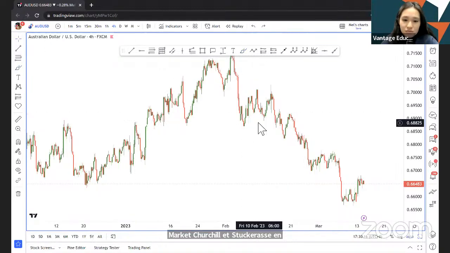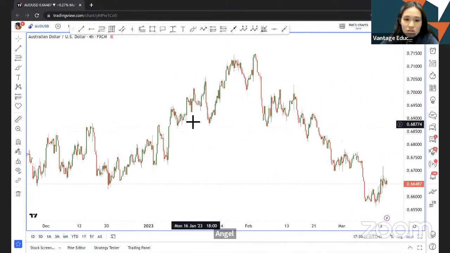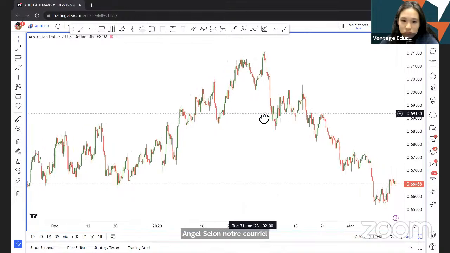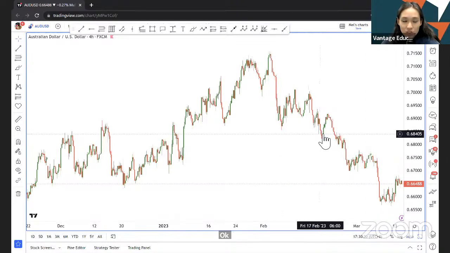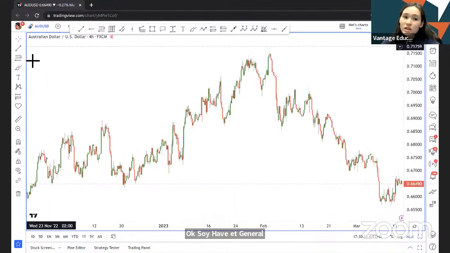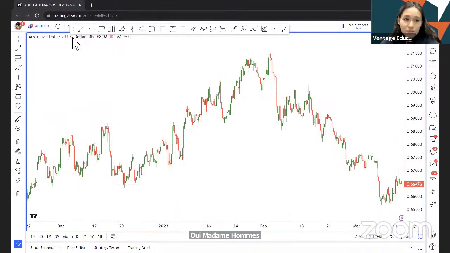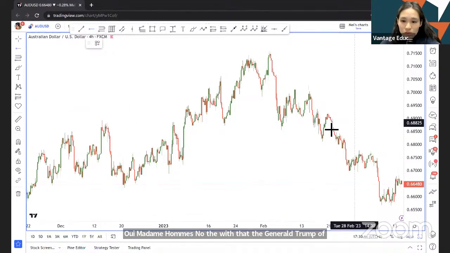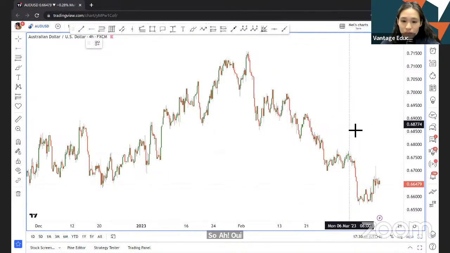Okay, so now let's go ahead and begin. We have a general downward trend on our chart over here. Now that we've identified the general trend of the chart, let's identify support and resistance levels. I can see over here there is a pretty significant level.